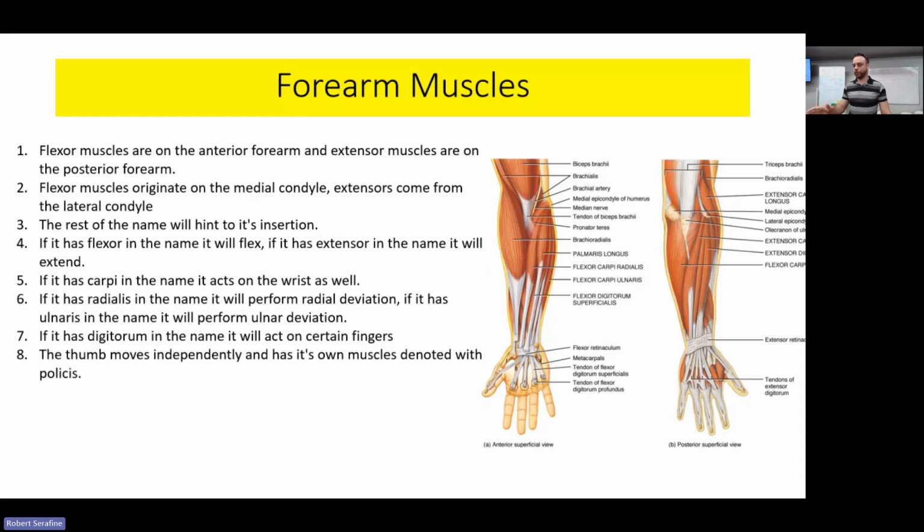So these few rules are all you're going to need to know, outside of maybe the names, about the origins, insertions, and actions of those muscles. But always remember the thumb moves completely independent. The thumb has its own movements, and that's even easier because the muscles that move the thumb have the name of the movement and then thumb in the name. Now, the technical name of the thumb is pollicis. So we have abductor pollicis, adductor pollicis, extensor pollicis, flexor pollicis, right? So anything with pollicis in the name is going to be thumb.